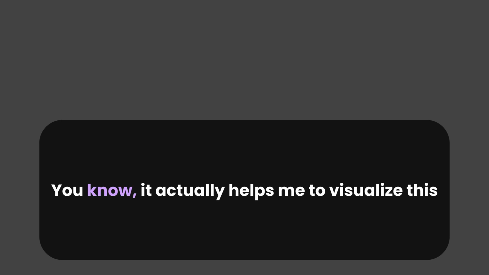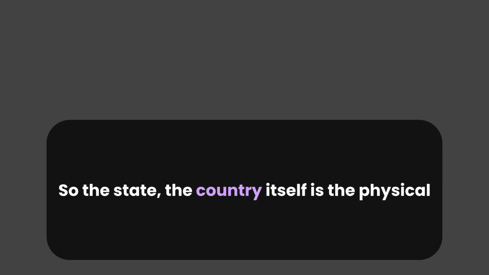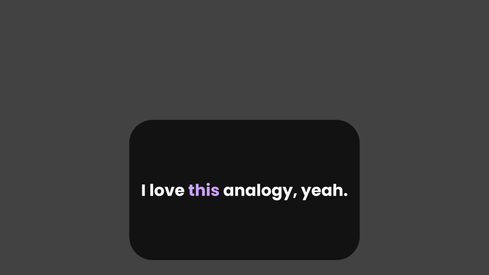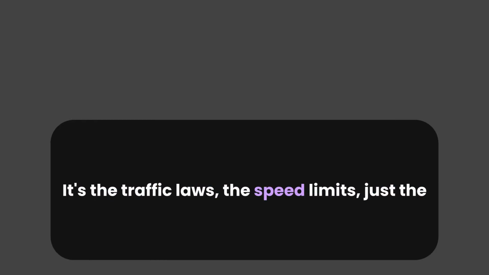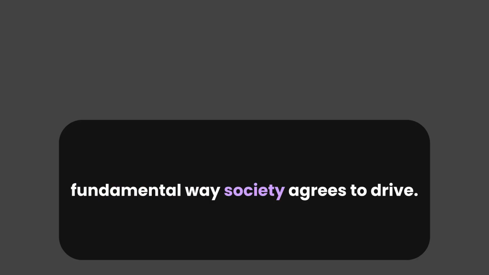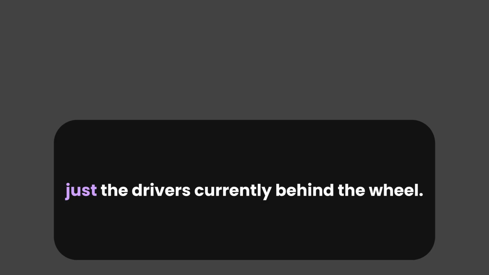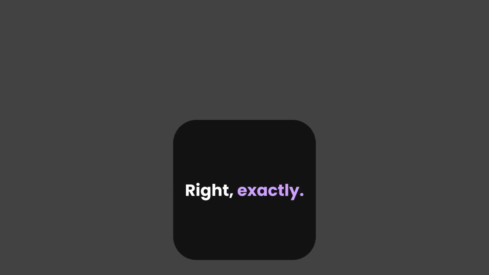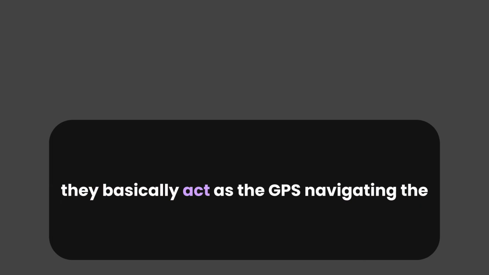You know, it actually helps me to visualize this as a car, which is an analogy from the sources. So the state, the country itself, is the physical car. I love this analogy. Yeah. And the regime is the rules of the road. It's the traffic laws, the speed limits, just the fundamental way society agrees to drive. Then the government, the executives, they are just the drivers currently behind the wheel. Right, exactly. And the bureaucracy, like the civil servants, they basically act as the GPS navigating the route.